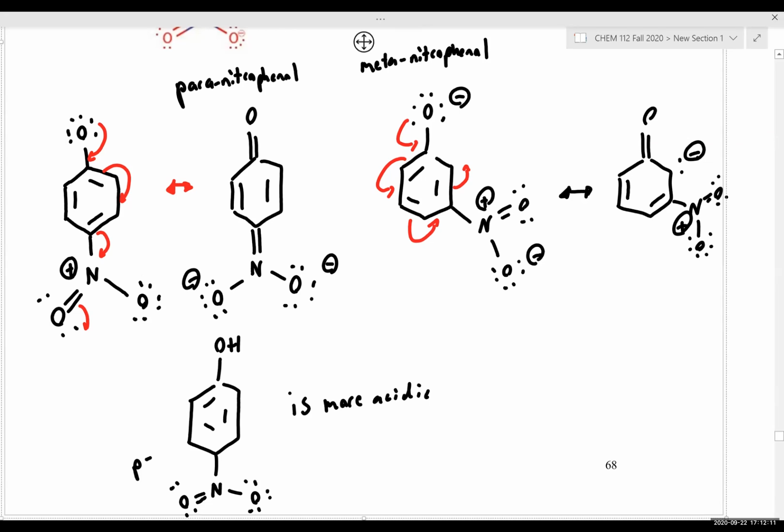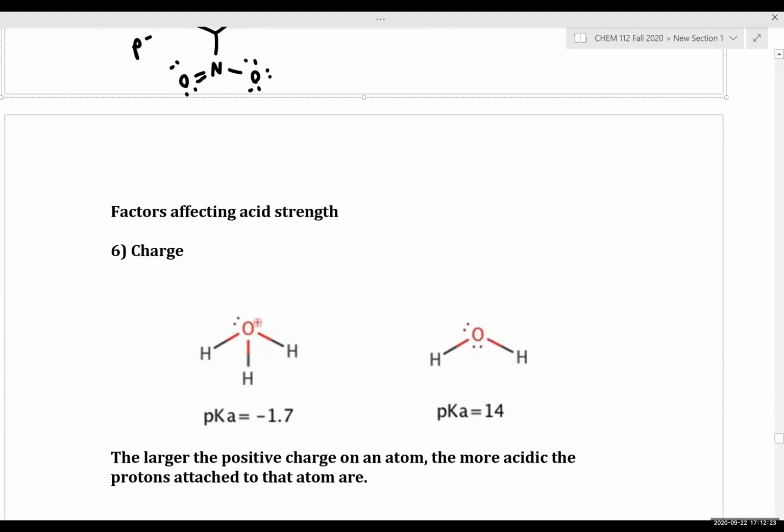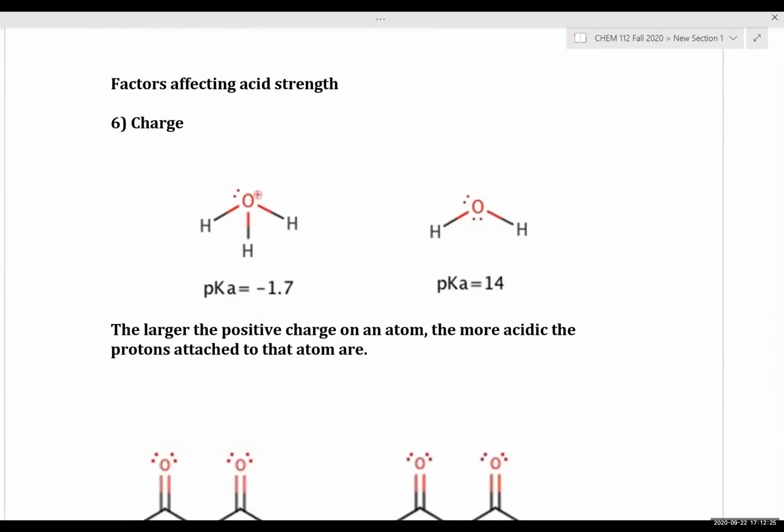Any questions on this example? If not, let's keep going and let's talk about other factors affecting acid strength. Now, this factor is pretty straightforward, charge. So charge has a huge effect on acid strength. The larger the positive charge on an atom, the more acidic the protons attached to that atom are.